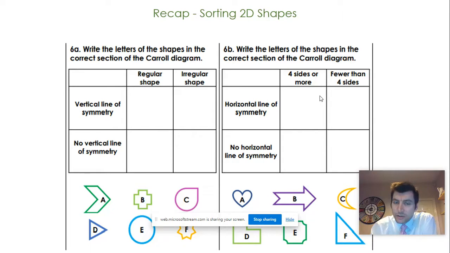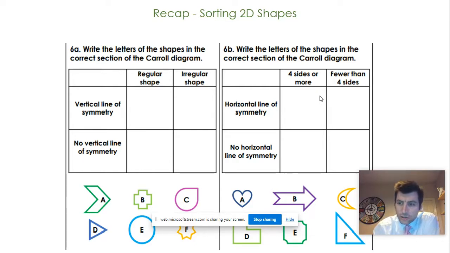Here we've got what's called a Carroll diagram, so we can see that the shapes have been divided up, and we've got to identify for 6A the vertical and non-vertical lines of symmetry for the regular and irregular shapes. Then for 6B the horizontal lines of symmetry and whether they have 4 or more sides, 4 sides or more.